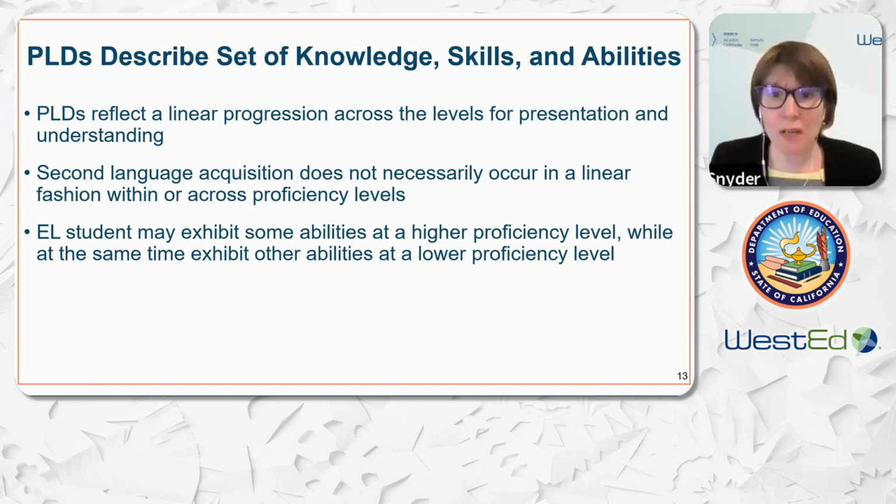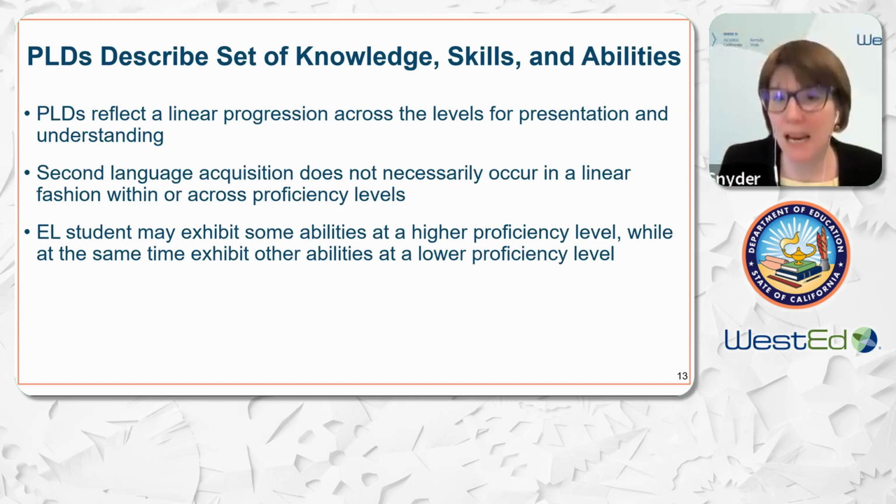Additionally, a student may successfully perform a particular skill at a lower proficiency level, for example, reading and analyzing an informational text, and at the next higher proficiency level, need review in the same reading and analysis skills when presented with a new or more complex type of informational text.